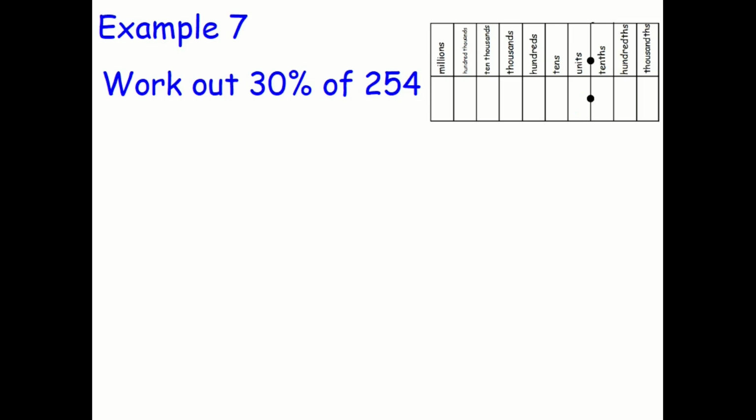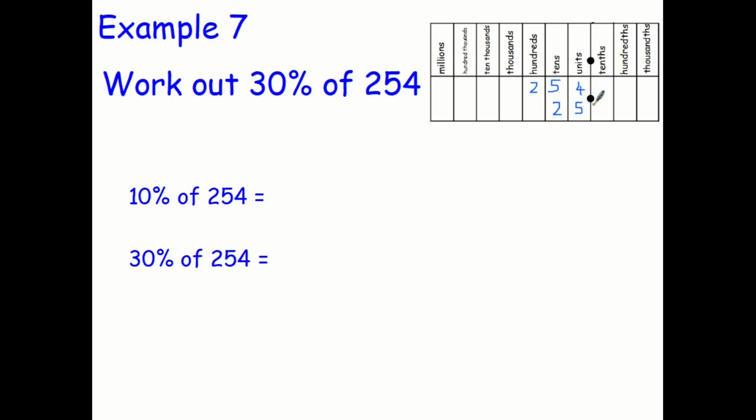Example 7. Work out 30% of 254. So let's lay out my workings like this again. 10%. Let's find out 10%. Well, first of all, I need to put my digits 254 into the table, like this, 254. Find out 10%, that means all digits jump one column to the right.